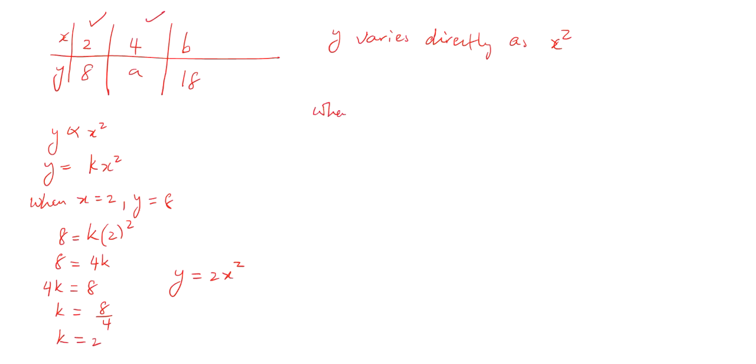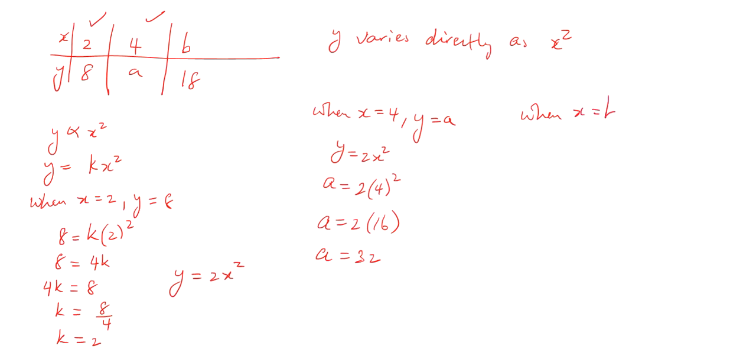when x is equal to 4, y is equal to a. So the equation we know is y equal to 2x squared. So a is equal to 2 multiplied by 4 squared. Therefore a is equal to 2 by 16. Therefore a is equal to 32. Alright, so we found a. Let's find b now.